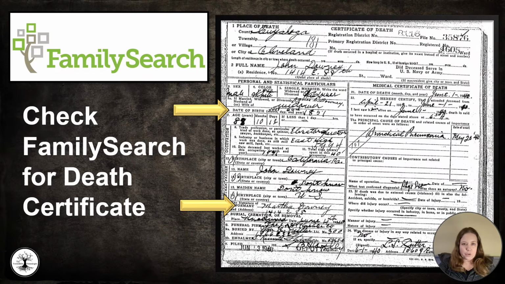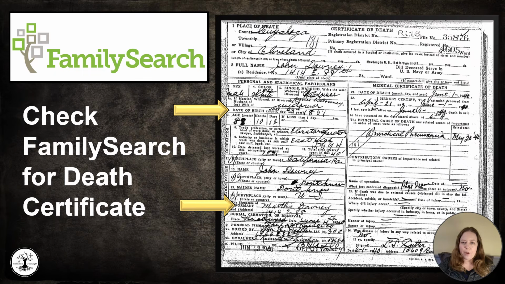Looking in her tree, I saw that she did not have a death certificate for John, even though he died in 1940, when death certificates would have been widely recorded at the state level. Usually, the beginning of the 1900s is when they started at state level. Before that, counties often kept a death register that you can find on FamilySearch. So I saw that she had not gone out to FamilySearch to look for additional records. Anytime Ancestry doesn't have something, go check FamilySearch.